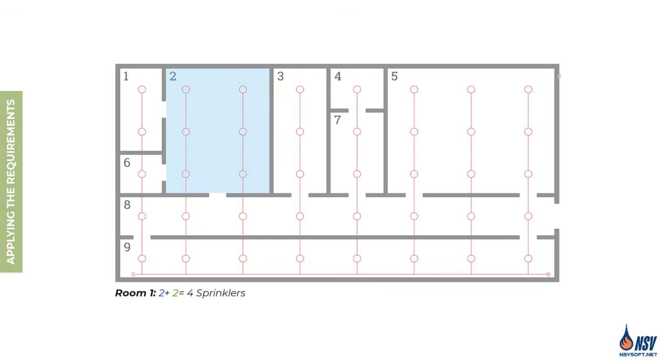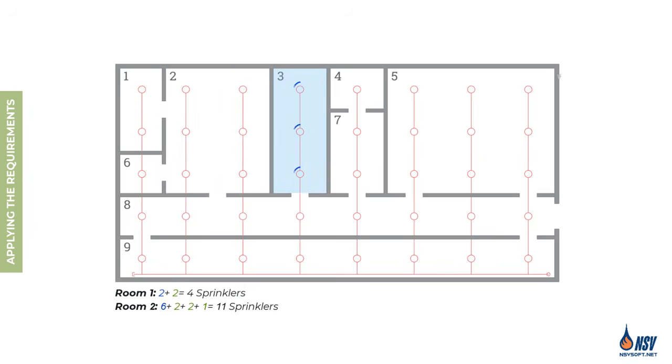For room 2, there are 3 openings to rooms 1, 6, and 8. Room 2 contains 6 sprinklers. We then add 2 sprinklers from room 1 and 2 sprinklers from room 8. Since room 6 has only 1 sprinkler, we include that one as well. This results in a total of 11 sprinklers in the design area.